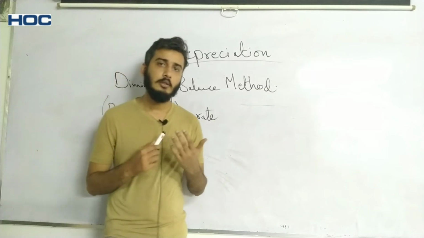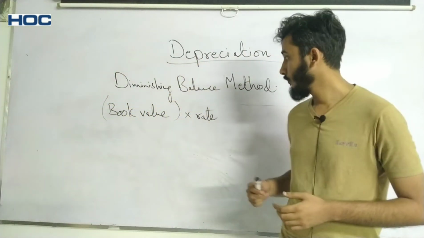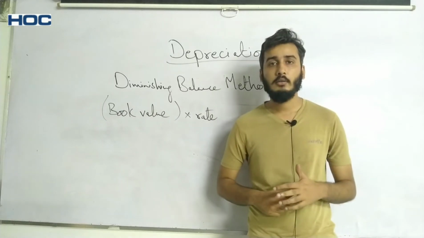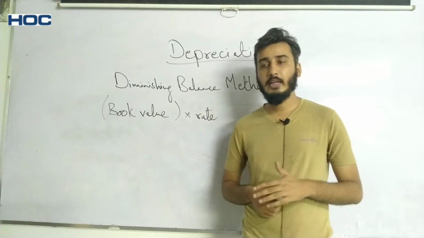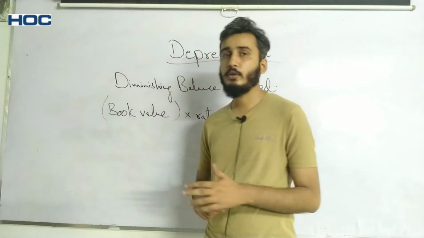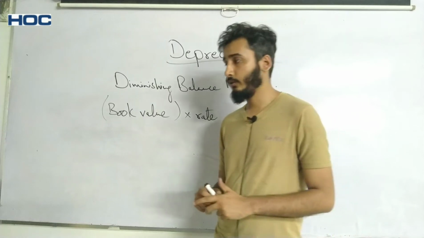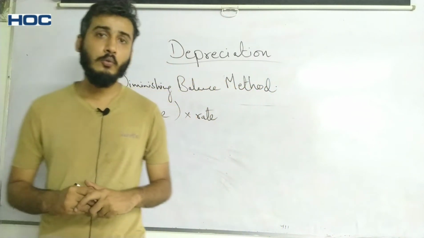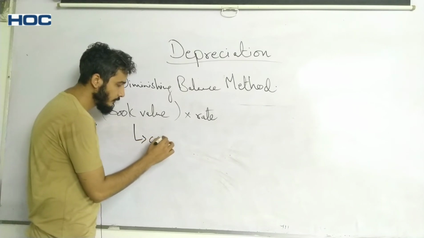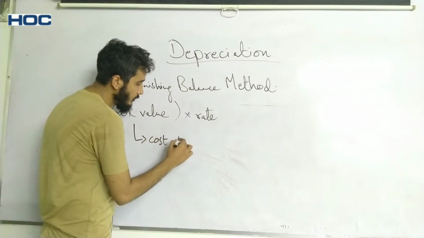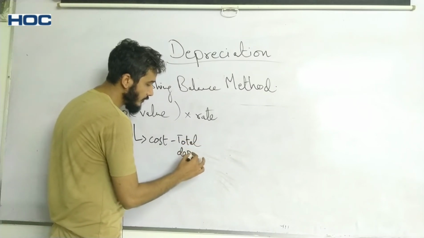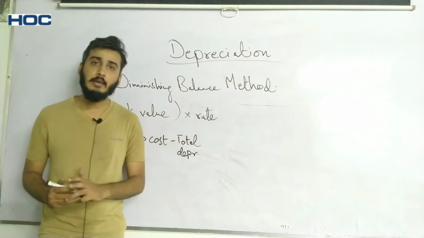Then the second one, diminishing balance method. Now here we have a formula: book value into rate. So whatever the book value of an asset is, by multiplying it with the rate, we will get the depreciation for a year. Now, the question arises, what is book value? So book value means cost minus total or accumulated depreciation till the year I am standing.